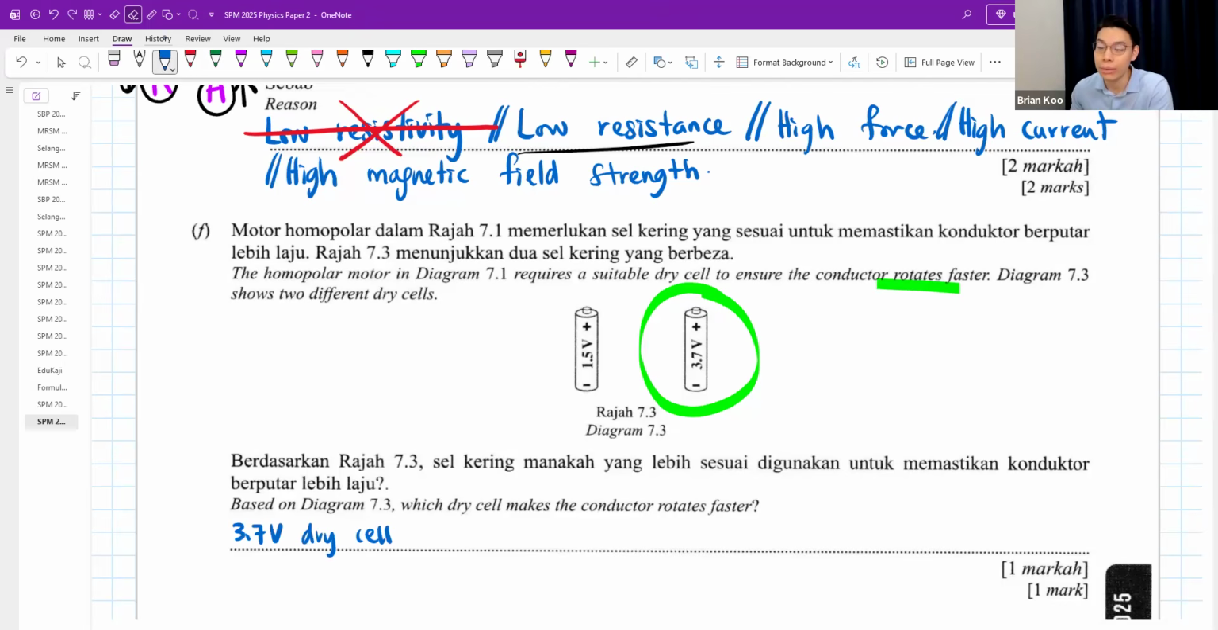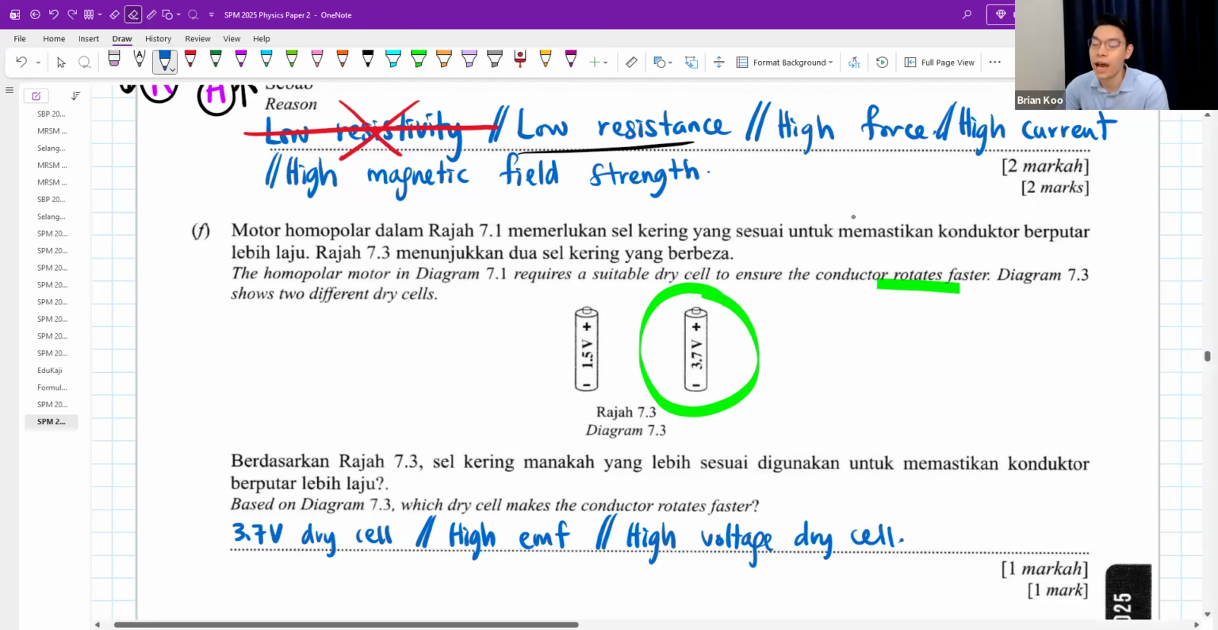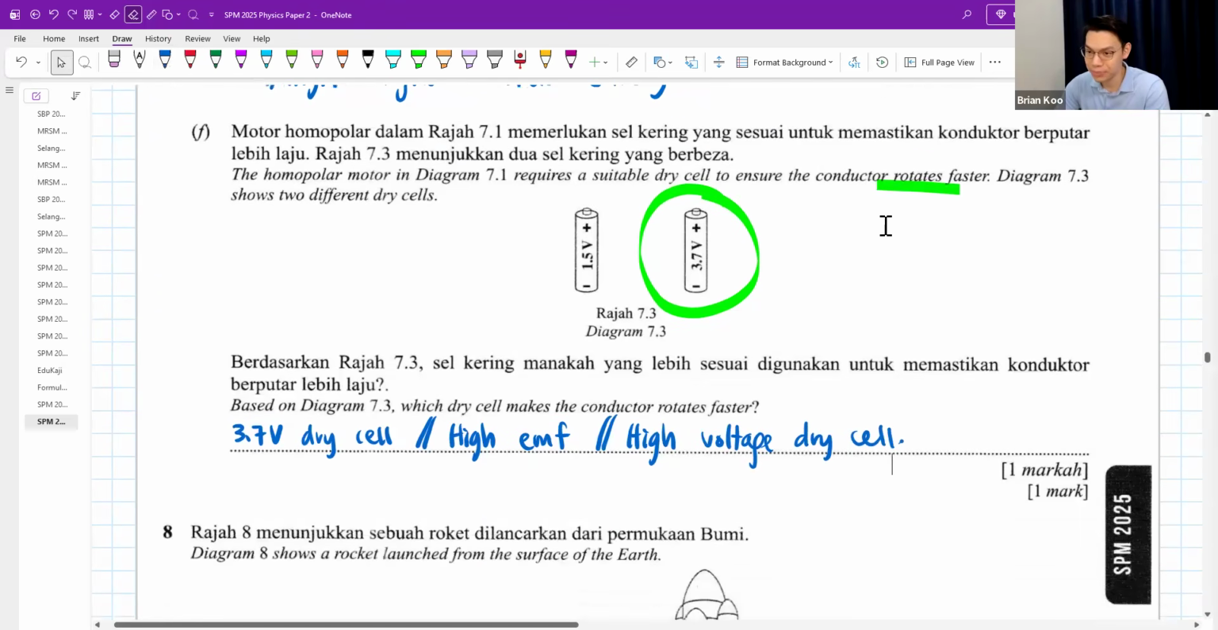Teacher, I thought we shouldn't write the number, but they asked us to choose based on the picture. Right? So this one is okay if you write 3.7. If you don't want, they also accept if you write, choose the one with high EMF or choose the one with high voltage. The high voltage or high EMF dry cell.